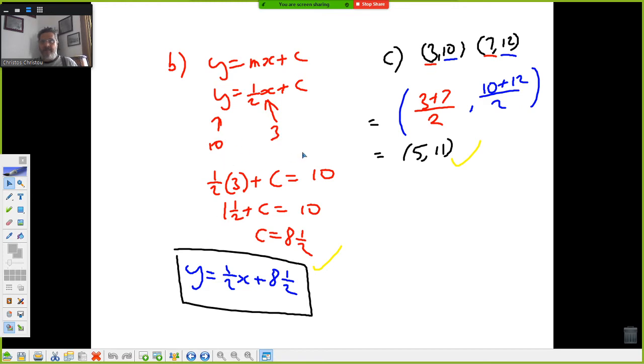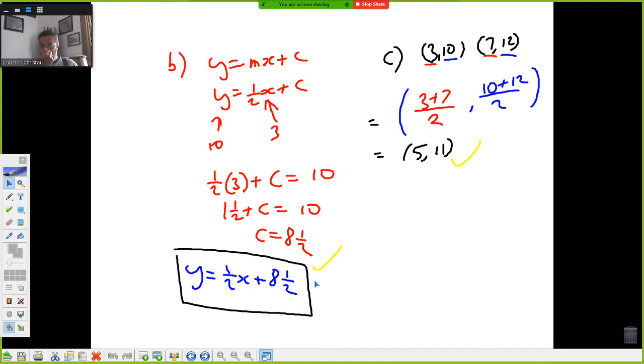There it is. So I've got half of an x plus intercept equals 10. Half of 3 is 1.5. Take it over and subtract. The intercept is (0, 8.5). So what's the equation of my line joining these 2 points? The equation is, without even having to plot it, y equals half of an x plus 8.5.